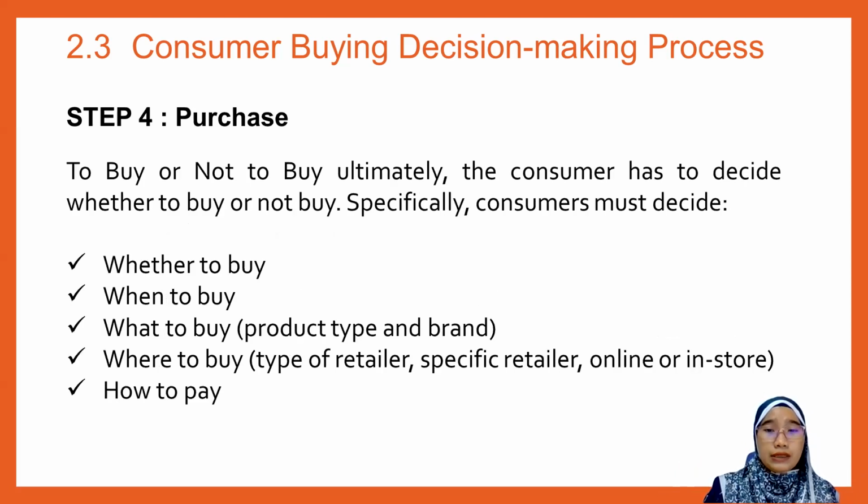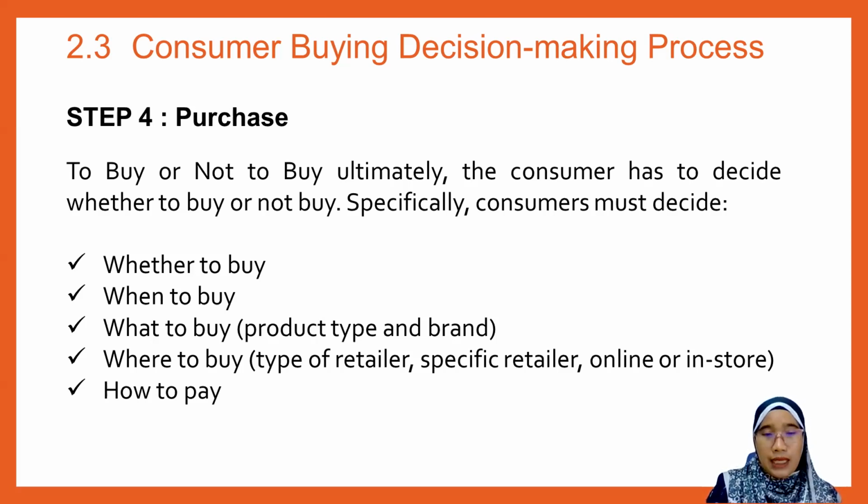Okay, then step number 4, what will happen? The consumer will make the purchase itself. So in deciding to buy or not to buy, specifically the consumer must decide whether to buy or not, and when to buy. When to buy baju raya, 1 week before raya, will it arrive in time? The courier, maybe the seller will push early, but the courier may be a little slow. What to buy, the product type and brand, and where to buy. For example, buying at a store or online.